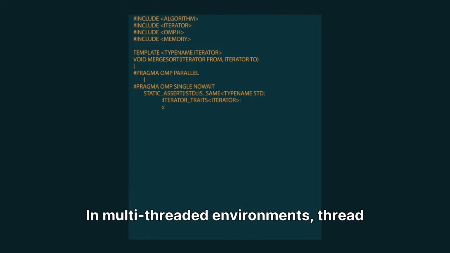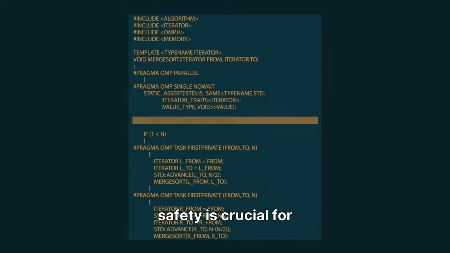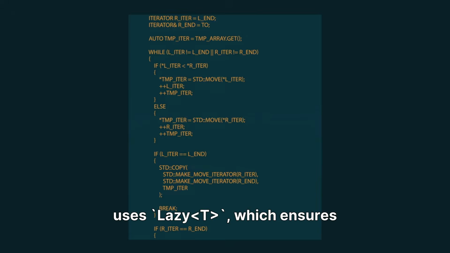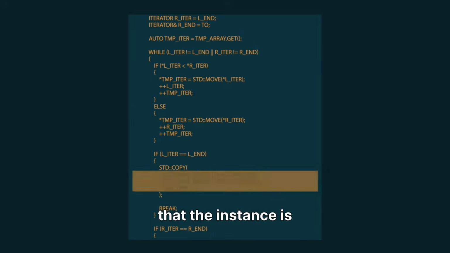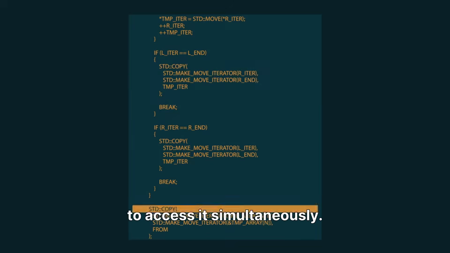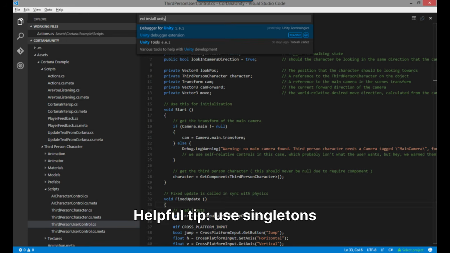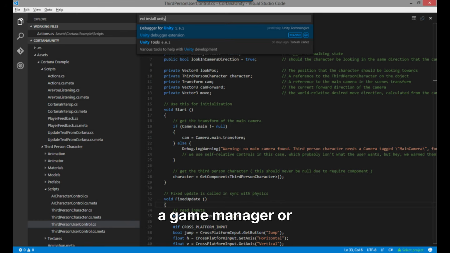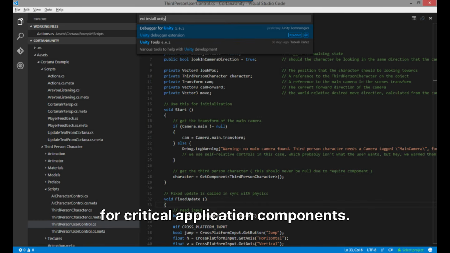In multi-threaded environments, thread safety is crucial for singletons. A basic thread-safe implementation uses Lazy<T>, which ensures that the instance is created only once, even if multiple threads try to access it simultaneously. Helpful tip: use singletons when you need a single, globally accessible instance of a class, like a game manager or a configuration manager. They are ideal for centralizing control and state for critical application components.